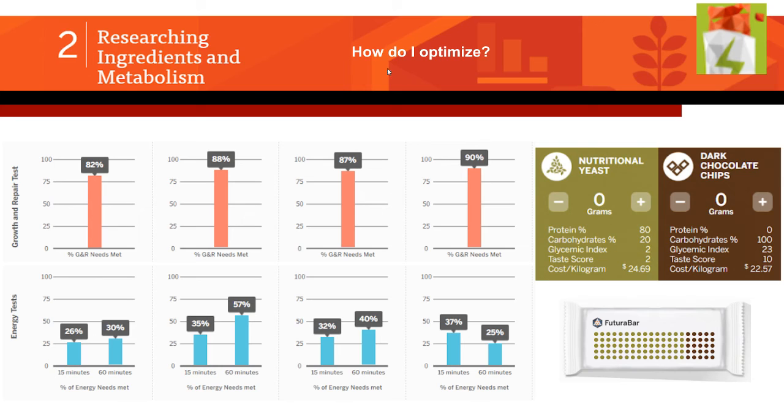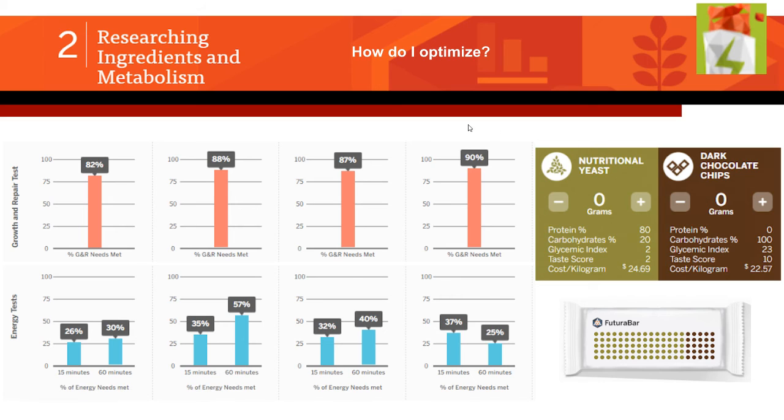So the question now becomes, how do I optimize or adjust my bar to meet more needs so that it works out better? To do that, I made a mixture of a bar that was made from nutritional yeast and dark chocolate, which has the highest taste index, the taste score. So you can see here that the score for Group 3 was roughly the same, 87%. So almost all of them still had their growth and repair needs met. But now they have a bar that has some pieces of dark chocolate chips in it.